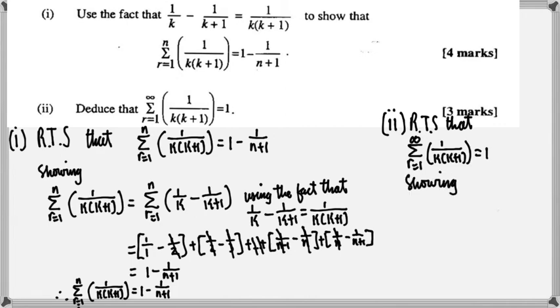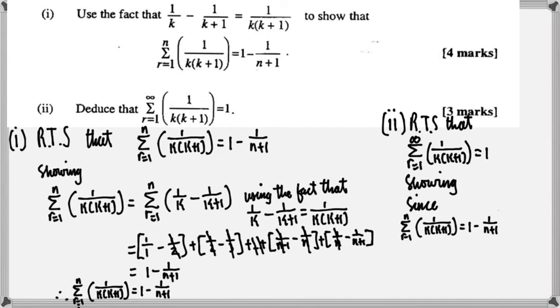To show it, let's use the information from the previous part. When they say deduce, it's kind of like hence. You want to use the information from the previous part. So because we know this is equal to this, let's write it down. Also, what they're saying here, because n in part 2 of the question is infinity, is that as n tends towards infinity, the summation of this function will tend towards 1. So we need to show that.